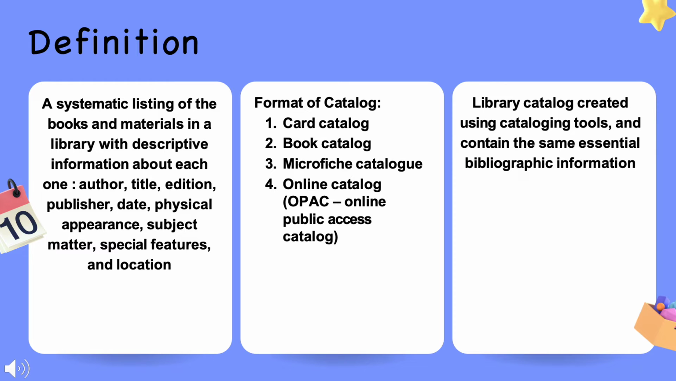There are several formats of catalog and they are card catalog, book catalog, microfiche catalog and online catalog, or so-called the OPAC or online public access catalog. For your information, library catalog is created using cataloging tools and contains the same essential bibliographic information.